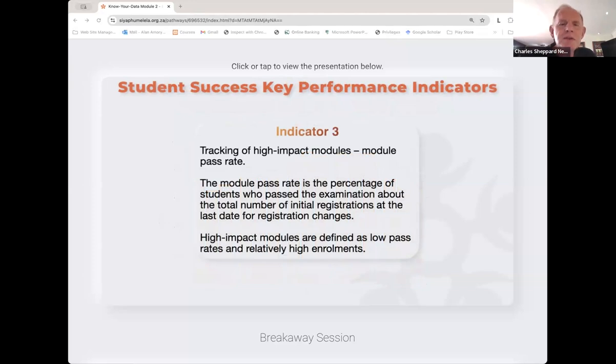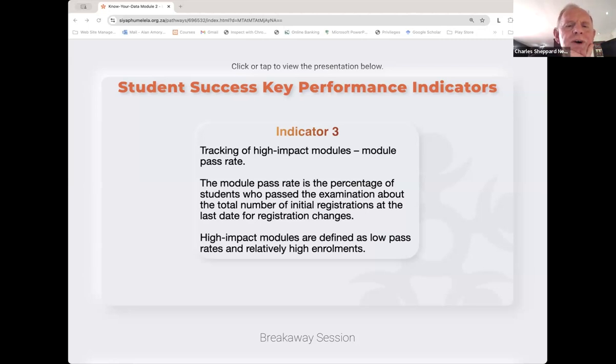And then indicator three, this is the one that you've actually used in your exercise, the tracking of high impact modules, the module pass rate. The module pass rate is the percentage of students who pass the examination. There's a spelling error, I'll check it out, but to pass the examination of the total number of initial registrations at the last date for registration changes.